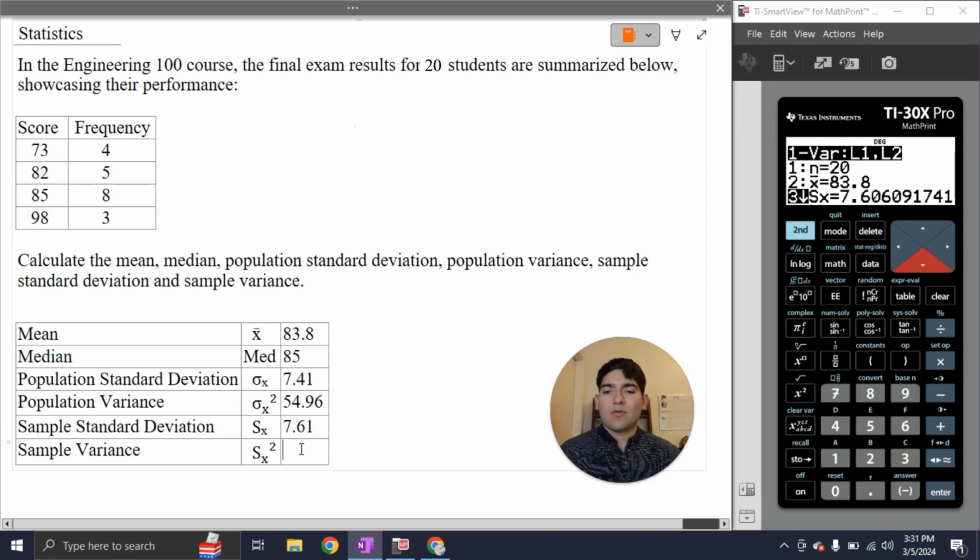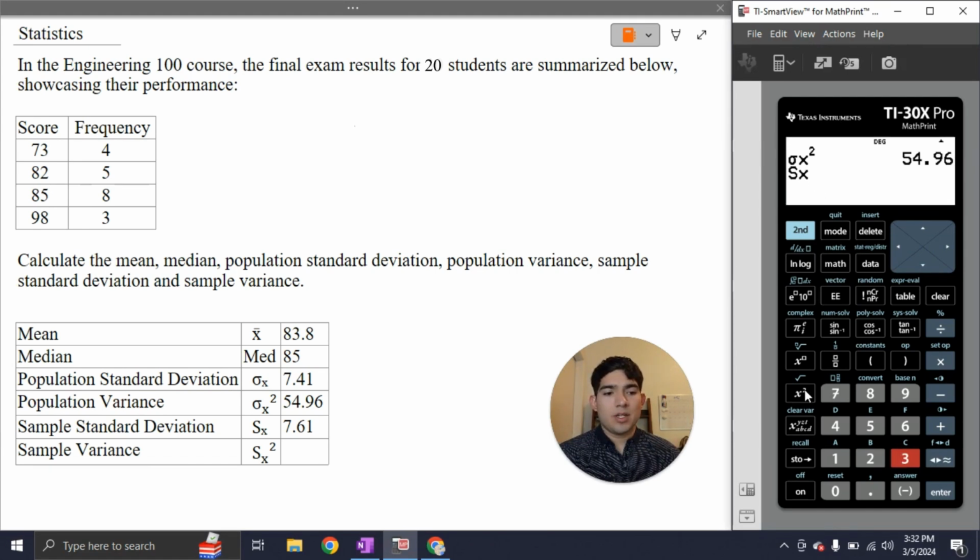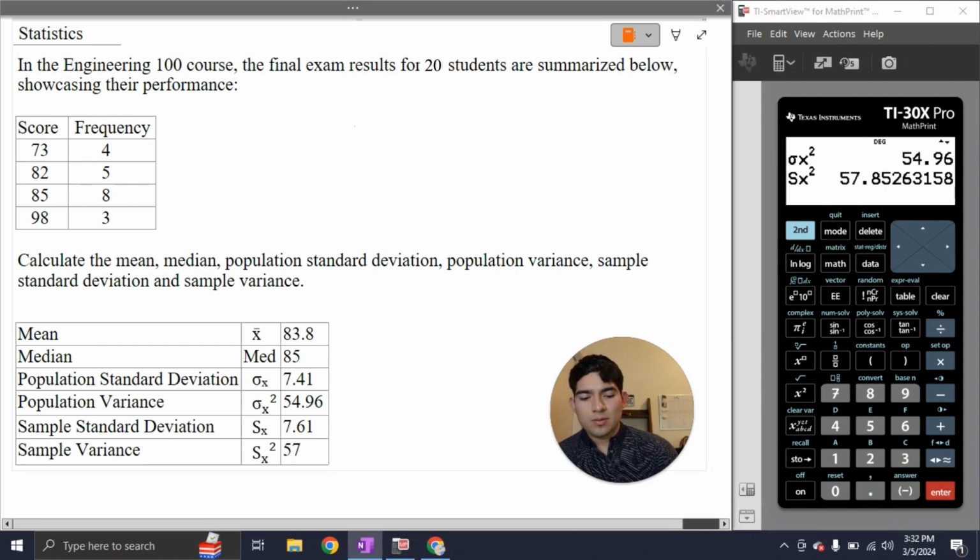And for the sample variance, it's kind of like we did for the population variance. You're just going to square your sample standard deviation and that'll give you your sample variance. So in this case, we'll just hit 3. It'll take us back to our home page. We square that and we get 57.85 for our sample variance. And now, just like that, in the matter of a few minutes, we have 1, 2, 3, 4, 5, 6 parameters for statistics around our data set we were given.